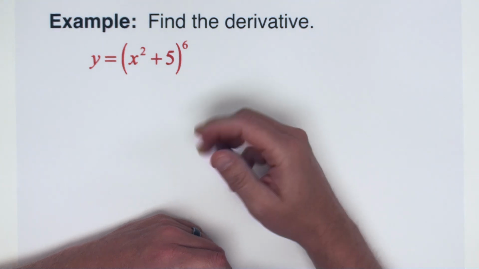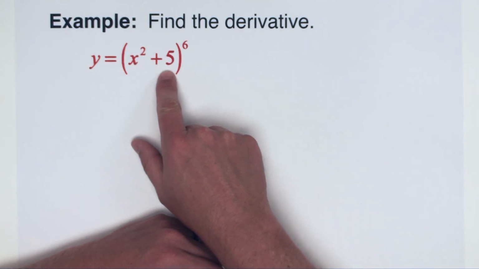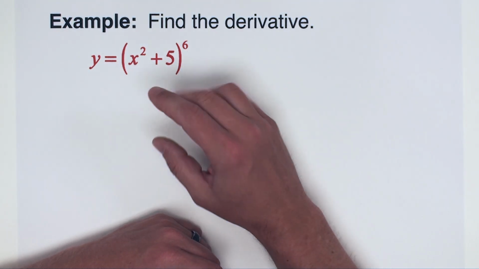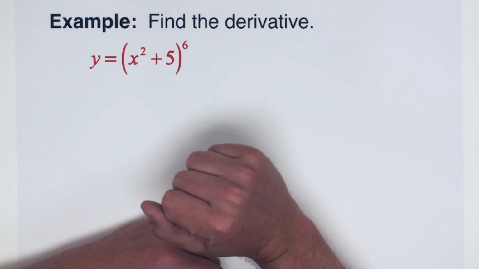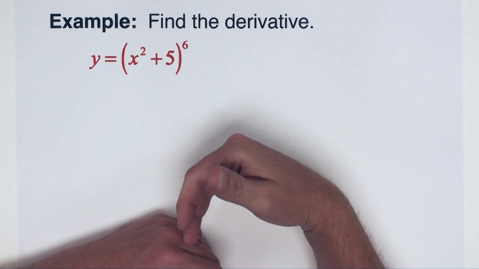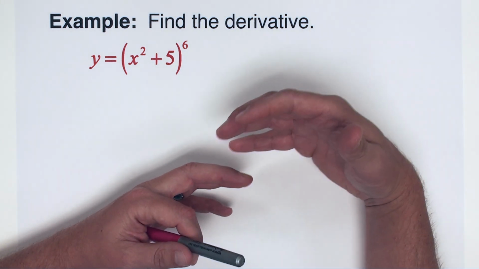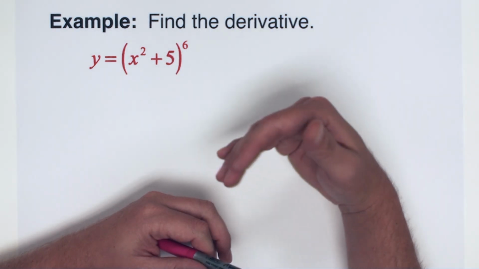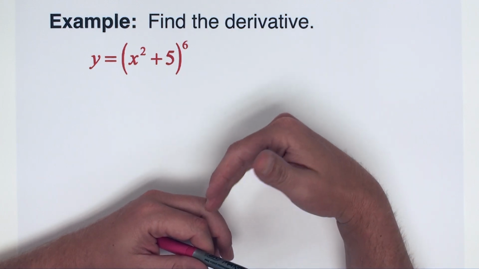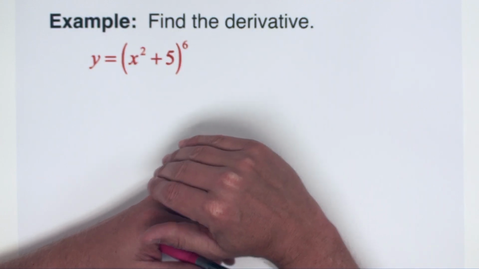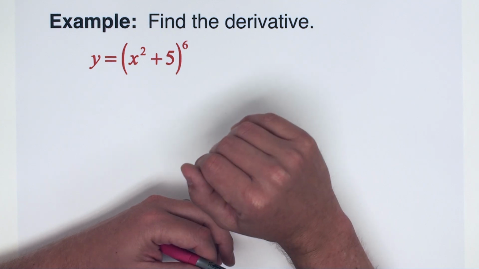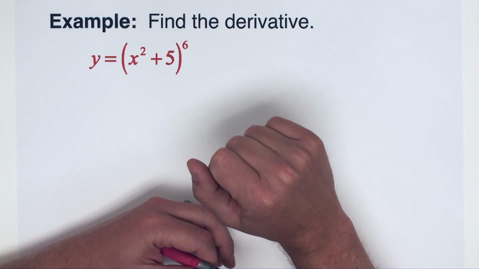Okay, our next example, y equals the quantity x squared plus 5 raised to the 6th power. Looks very similar to the last example. You might have looked at the last example and thought to yourself, yeah, I could just FOIL the 3x plus 1 quantity by itself and then just take the derivative. And we certainly could do that.